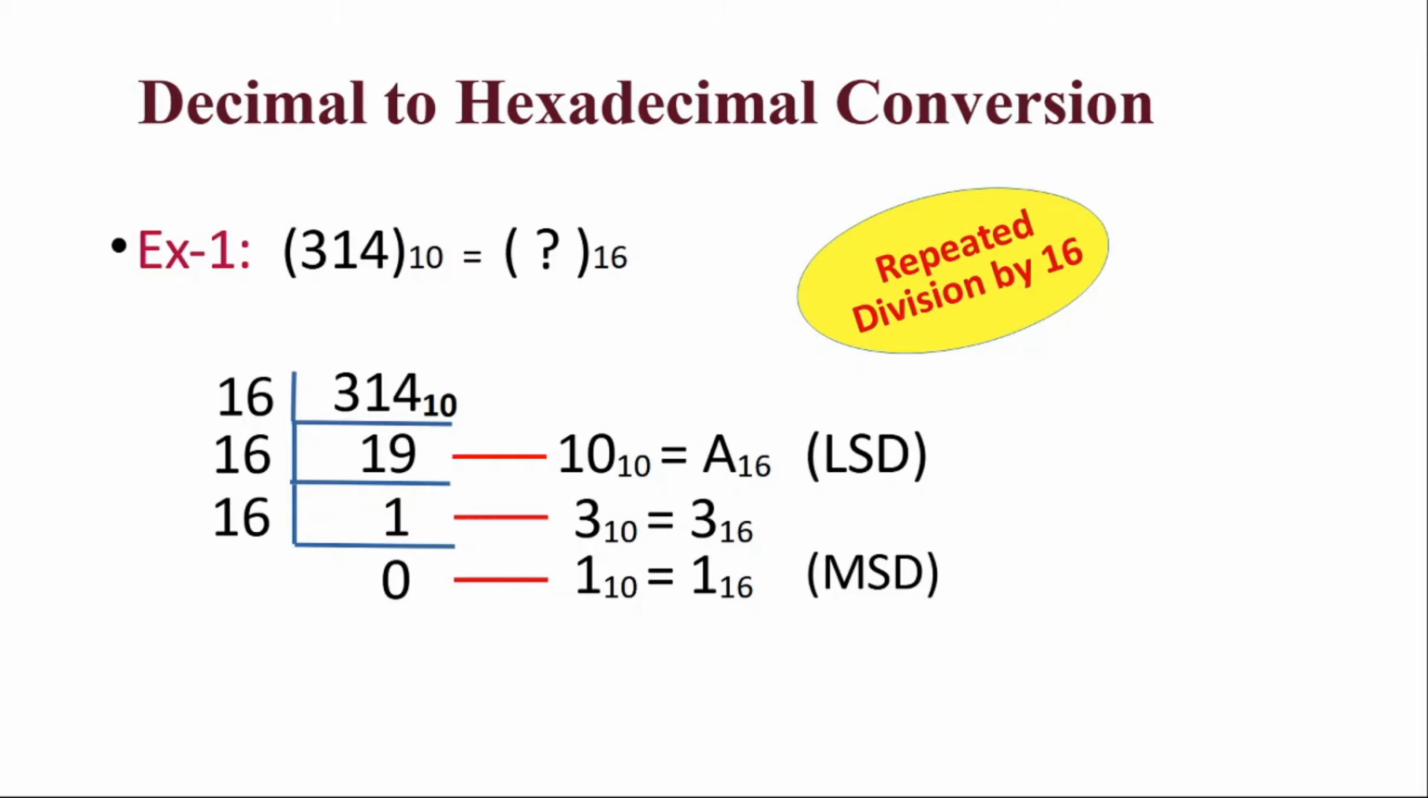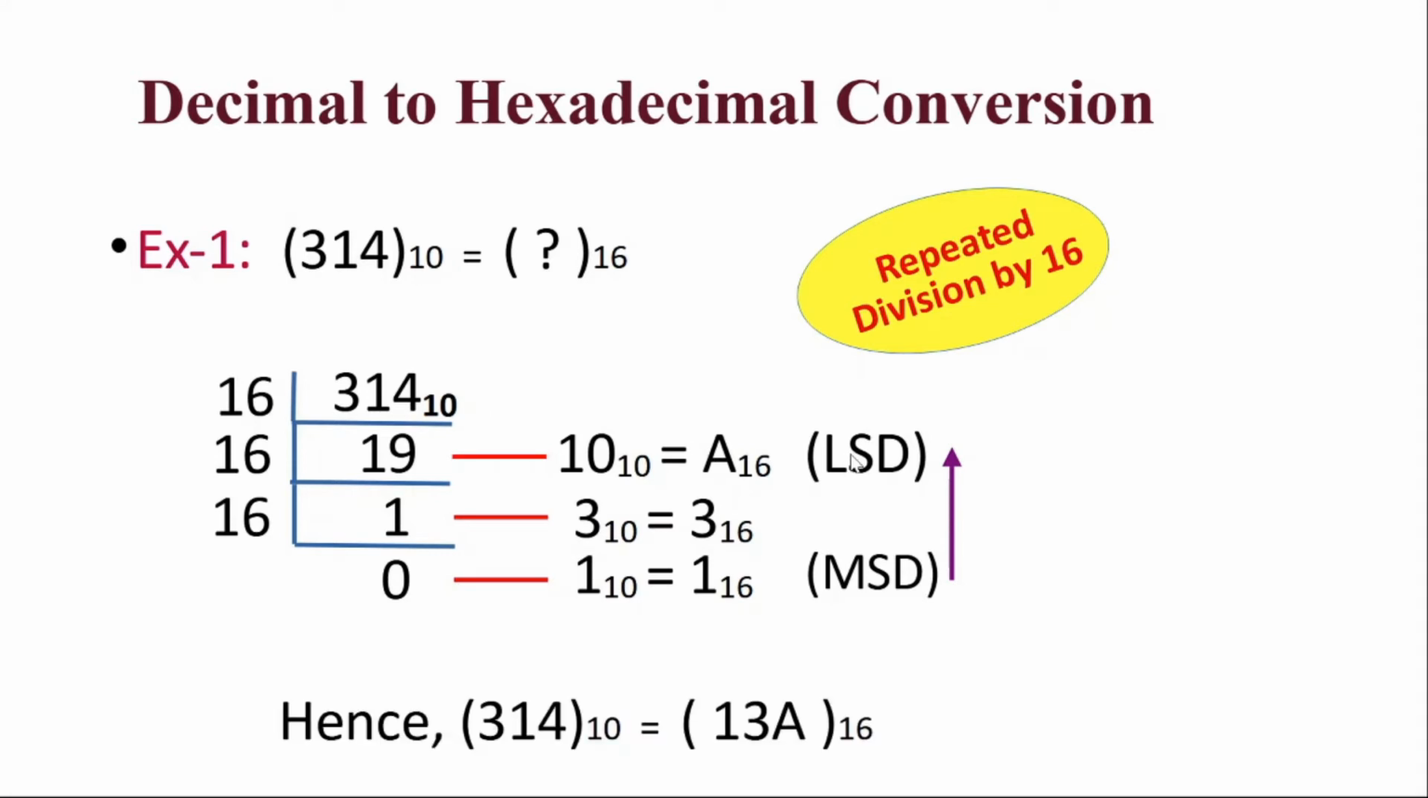Now we have to read off. Hence 13A is the hexadecimal equivalent of decimal number 314.